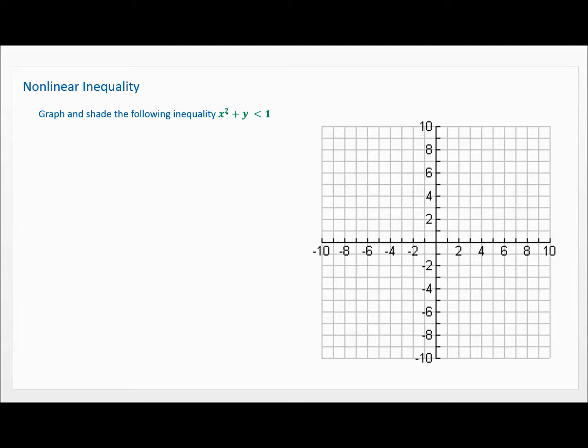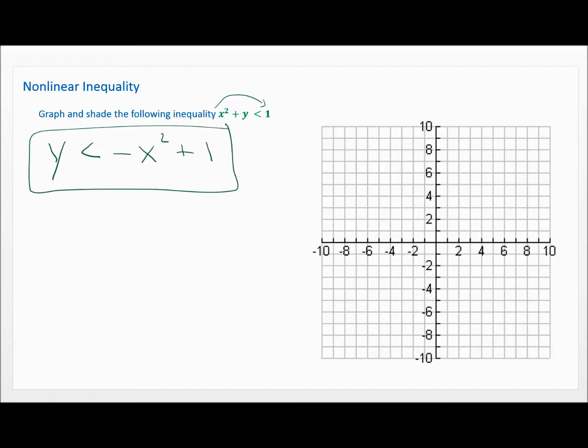Now, how am I going to graph this? It looks a little weird, right? Well, here's my advice. If you can isolate the y, you should. That will help you out. So what am I going to do? I'm going to subtract the x squared to the other side. So I could write this as y is less than. When I move that x squared to that side, it changes the sign, right? So it's positive x squared here. I'm going to make it negative x squared. And the plus 1 that's already on the right remains. This is what we would rather graph. Okay? So this is more like function notation. Remember, this is like f of x over here for y.